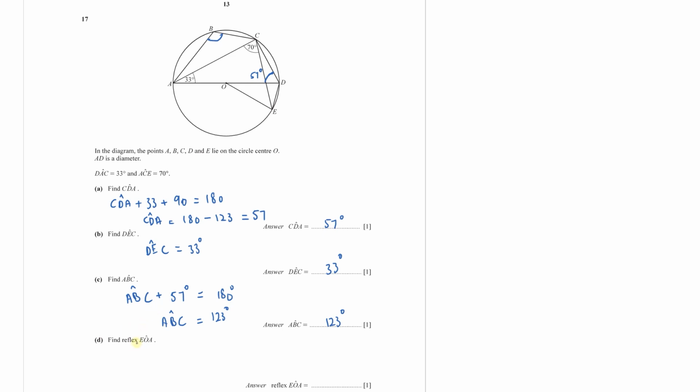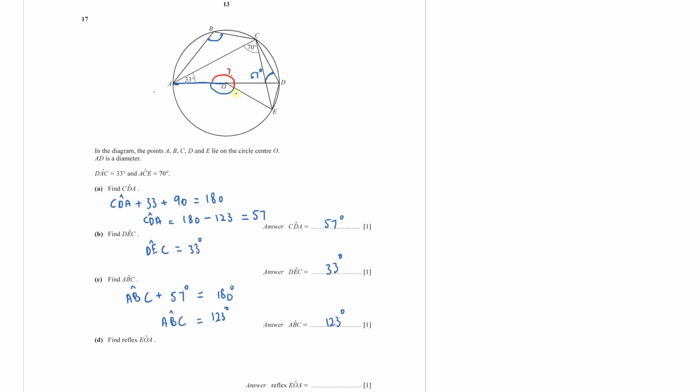Part D is find the reflex angle EOA. So this is EOA, but you actually have to calculate this angle here, which is the reflex angle EOA. So this is the one that you need to calculate, all the way from here. Both these, the blue one plus this red angle, should sum up to 360 degrees.